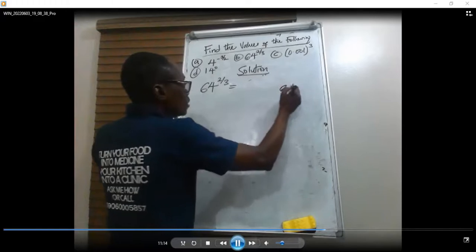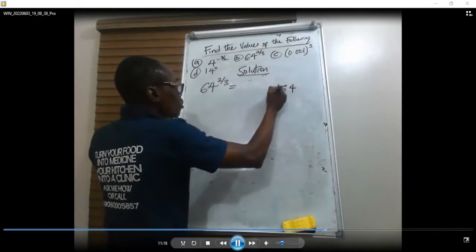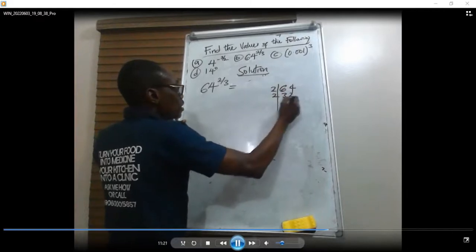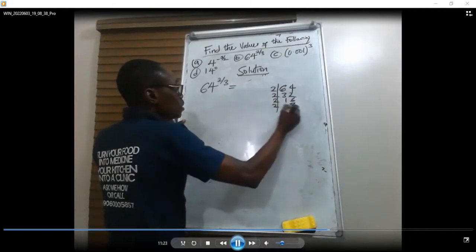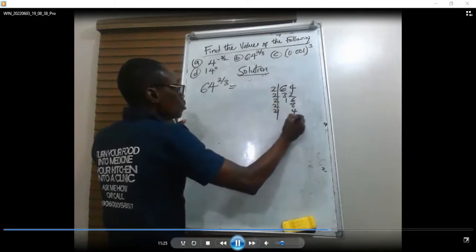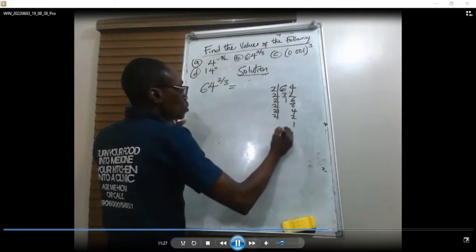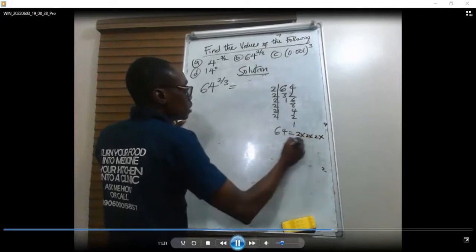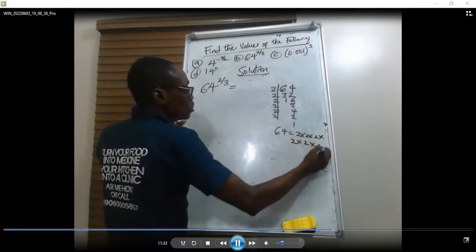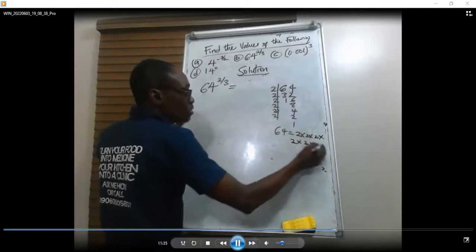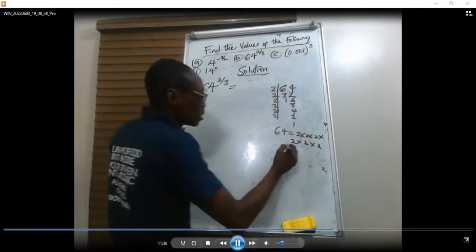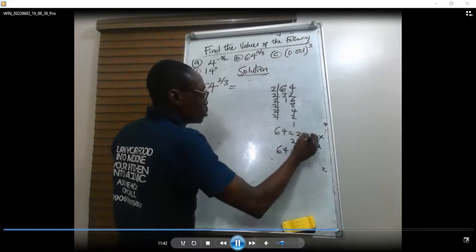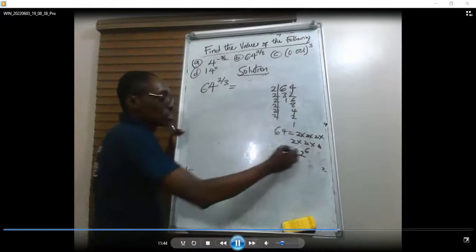64 is even, so 2 can break it down. So you have 2 in 64, that is 32. 2 in 32, 16. 2 in 16, 8. 2 in 8, 4. 2 in 4, 2. 2 into 2, 1. So 64 is 2 times 2 times 2 times 2 times 2 times 2. That is 1, 2, 3, 4, 5, 6 twos. Okay, so 64 is the same thing as 2 raised to power 6.